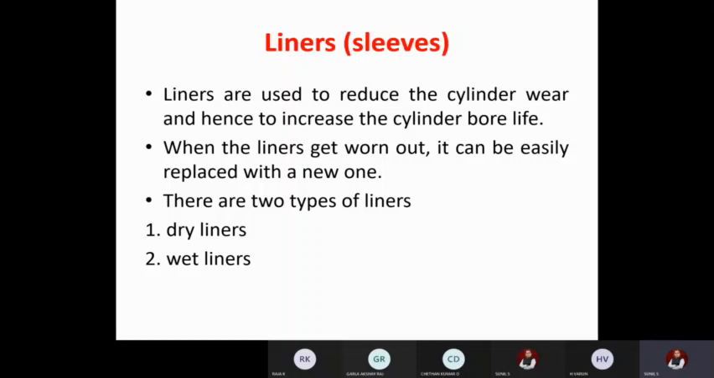The definition of a liner: they are used to reduce the cylinder wear and hence to increase the cylinder bore life. When the liners get worn out, you can easily replace them instead of going for reboring of the engine. Reboring is nothing but increasing the cylinder diameter and going for a new piston of higher diameter. Instead of doing that, we can just replace the liner. So there are two types of liners. The first one is the dry liner and the second is the wet liner. Now we will discuss one after the other.